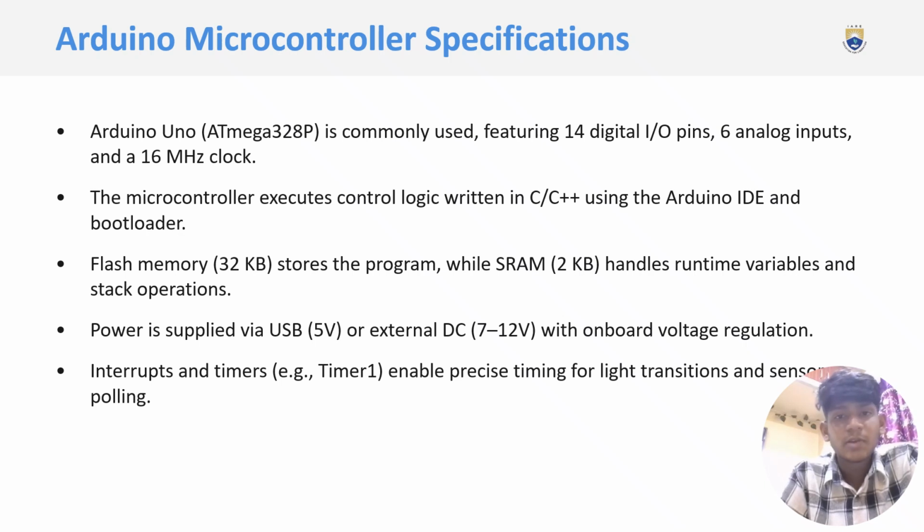Arduino microcontroller specifications. Arduino Uno is commonly used, featuring 14 digital I/O pins, 6 analog inputs, and a 16 MHz clock. The microcontroller executes control logic written in C or C++ using the Arduino IDE and bootloader. Flash memory of 32 KB stores the program, while SRAM of 2 KB handles runtime variables and stack operations. Power is supplied via USB or external DC 7 to 12 volts with onboard voltage regulation.